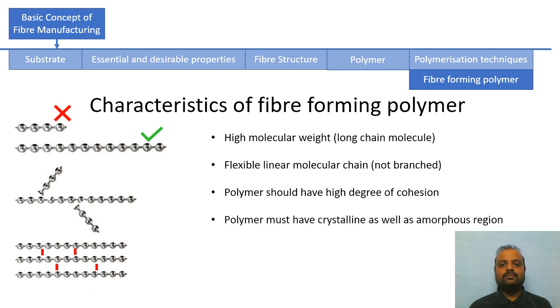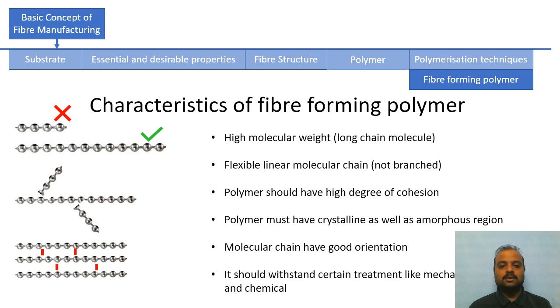So let's understand the fourth important characteristic of fiber forming polymer. That is, polymer must have crystalline as well as amorphous regions in it. Next one is that molecular chains have a good orientation. High degree of molecular orientation of molecules in the polymer is one of the requirements for producing a good tensile strength fiber. And last but not the least, it should withstand certain treatments like chemical and mechanical.